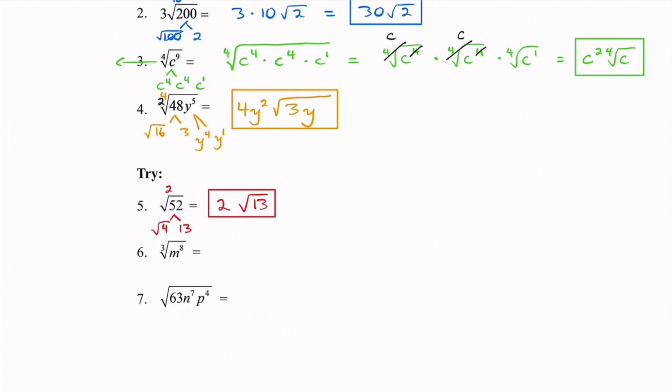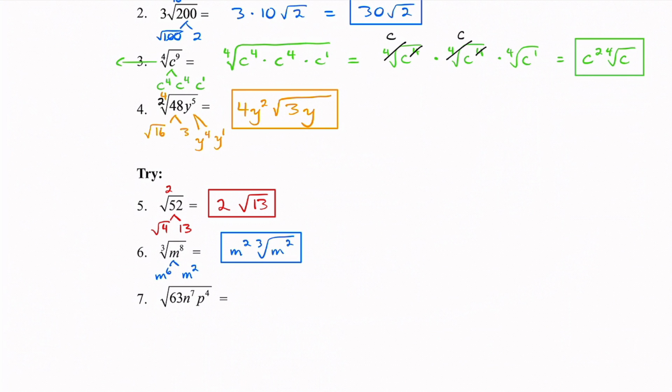Number 6, we have the cube root of m to the power of 8. Now remember, if this is a cube root, you want to try to break this m to the power of 8 down into numbers that have a power that is a multiple of 3. So I'm going to break this down into m to the power of 6 and m to the power of 2. 2 plus 6 is 8. And then 6 divided by 3 is 2. So an m to the power of 2 is going to come out. And then this one is still stuck inside. So I got an m squared inside the cube root.